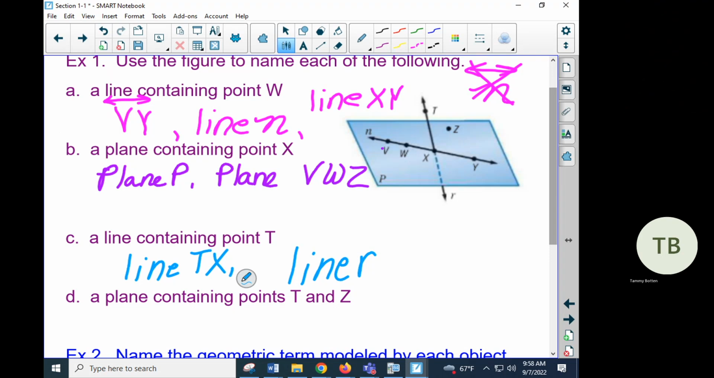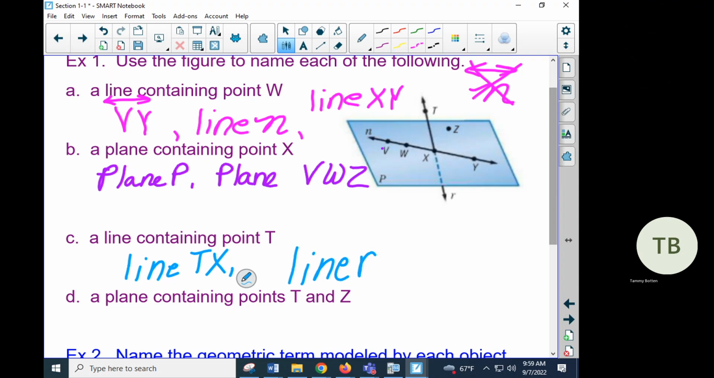Okay. So this one says a plane containing T and Z. So this is what this one too, you might look at it and go, well, there's not a plane. But what you have to realize is through any 3 points that are not on the same line, you can draw a plane. So you could think of like, maybe pick C and Z are on the floor. T is up here. And through any 3 points not on the same line, you can slice a plane.